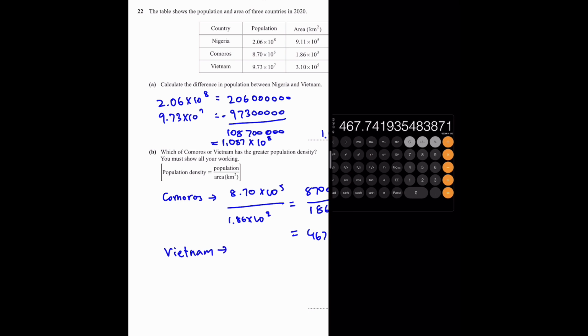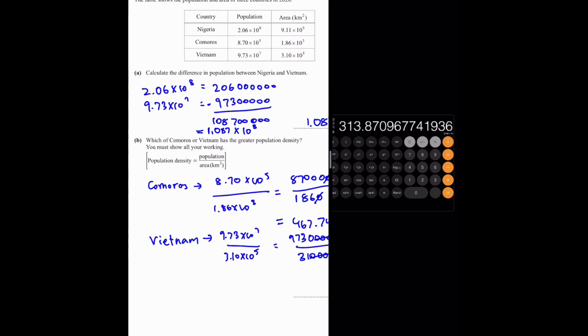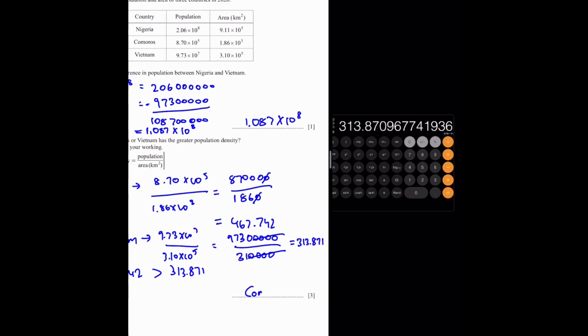And for Vietnam, it is 9.73 into 10 power 7 by 3.10 into 10 power 5. Let's convert these. 973, 5 zeros by 310, 3 zeros. Can cancel 4 zeros from both. 9730 divided by 31 is equal to 313.871, in population density. So 467.742 is greater than 313.871. Therefore, Comoros has a greater population density.